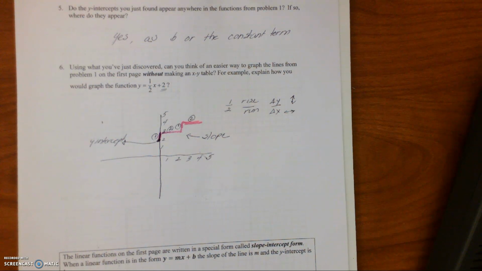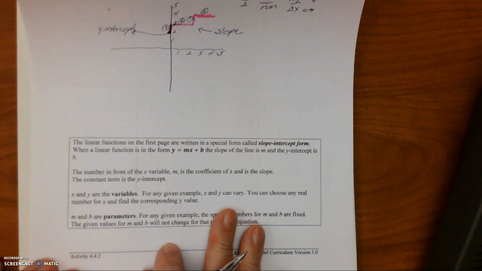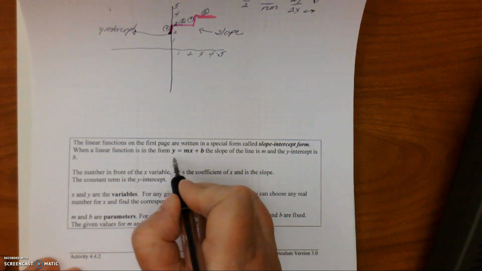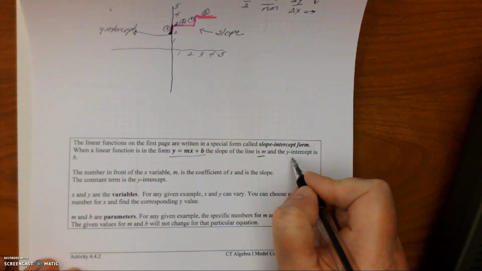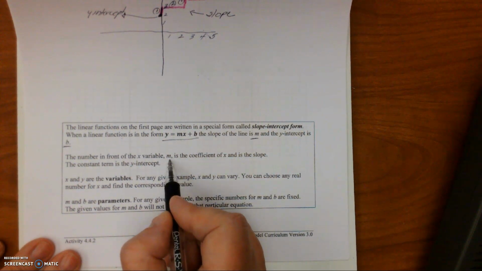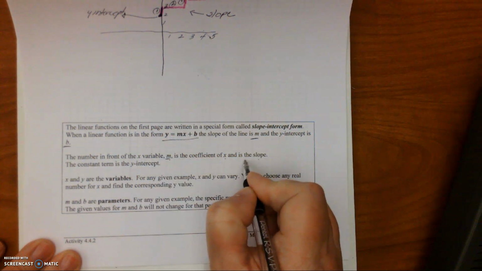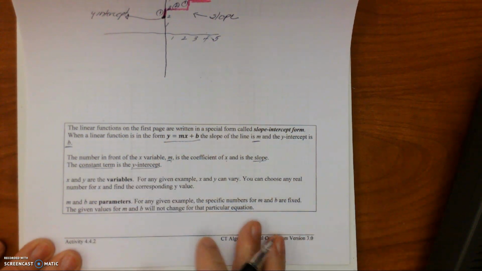All right? Now, the bottom has you reading, and I'm going to read it for you. The linear functions on the first page are written in a special form called slope-intercept form. When a linear function is in the form y equals mx plus b, the slope of the line is m, and the y-intercept is b. The number in front of the variable is the coefficient of x and is the slope. M is slope. The constant term is the y-intercept.